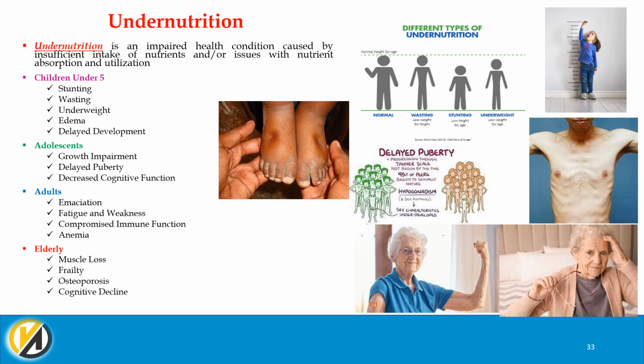In adolescents, there are manifestations in the form of growth impairment, delayed puberty, and decreased cognitive function. In adults, emaciation or massive muscle loss, fatigue and weakness, compromised immune function, and anemia can be used as examples. In the elderly, undernutrition manifests in the form of muscle loss, frailty, osteoporosis, and cognitive decline.